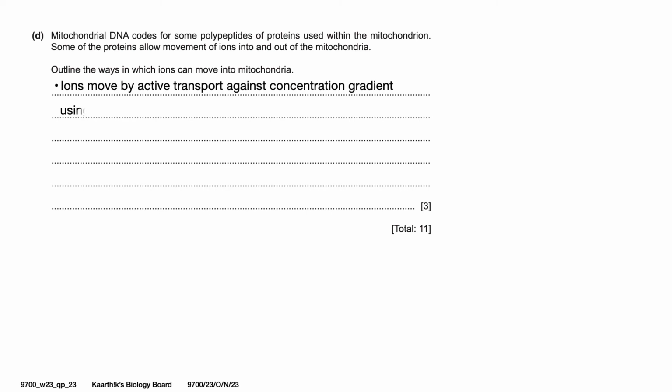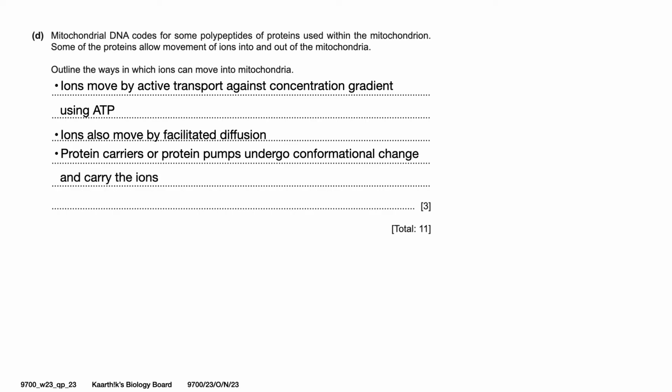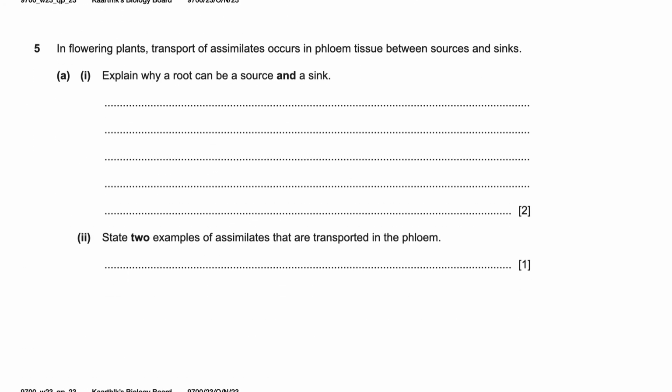So first, ions move by active transport against the concentration gradient using ATP. Then second, ions can also move by facilitated diffusion. Protein carriers or protein pumps undergo conformational change and carry the ions. So for all these things to happen, like active transport, the protein carriers or protein pumps undergo conformational change and carry the ions inside the cell. Moving on to next question.